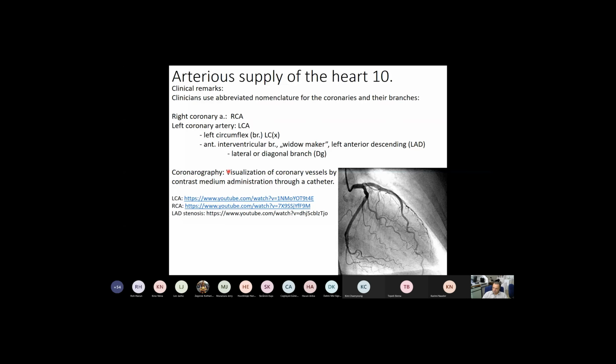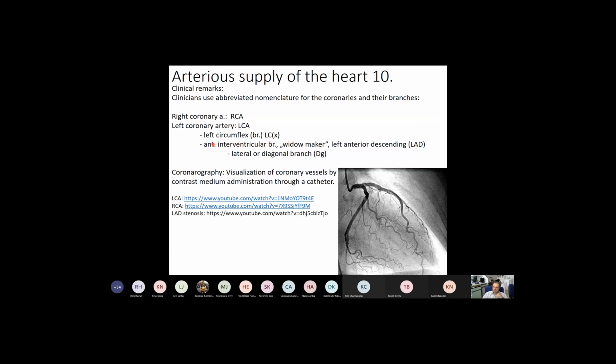We have other ways to visualize the coronaries also, like with computer tomography. But if you want to treat it, coronarography is a useful method, because you can even use this method for therapy. So if you do such a technique, you will see the blood vessels of the heart like in this image. And because the time is very short when you do such an examination, people usually use short terms for the names of the branches. These abbreviations come from the English terminology. You may meet RCA, LCA, LCX for these branches.